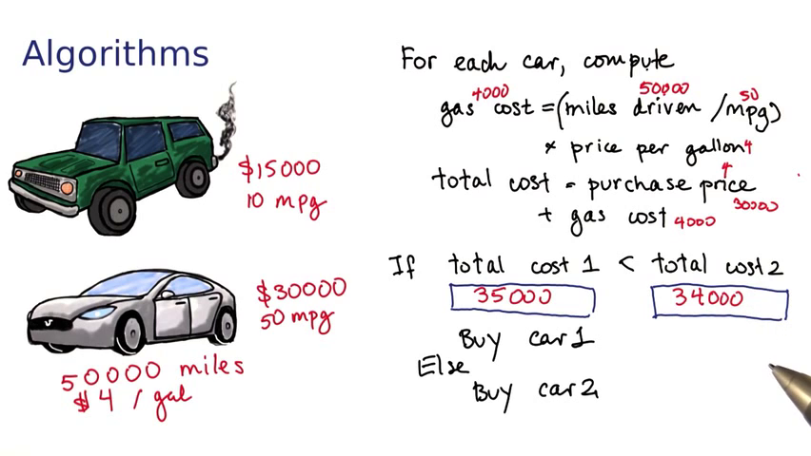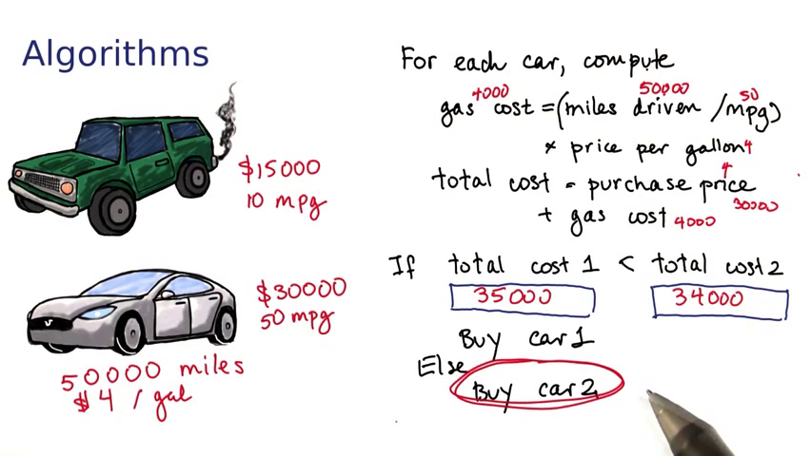Now let's go on with the algorithm. Is total cost 1 less than total cost 2? No, it's not. 35,000 is bigger than 34,000. So the algorithm tells us to buy car 2. Well, what a relief. I never wanted to buy that one in the first place.